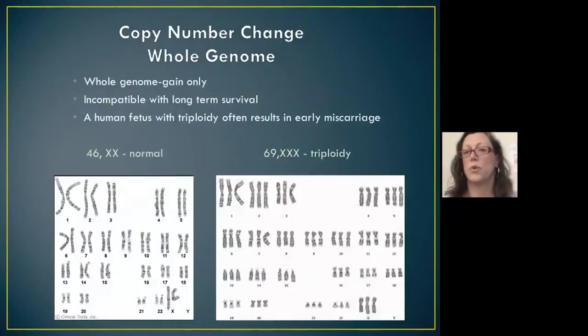Let's first start with the whole genome. In this instance, you're only going to see gains. Here we have 3 copies of every chromosome, and we refer to this as triploidy. Generally speaking, this abnormality is incompatible with long-term survival, and the results are multiple and often severe birth defects. Most often, triploidy results in early miscarriage.